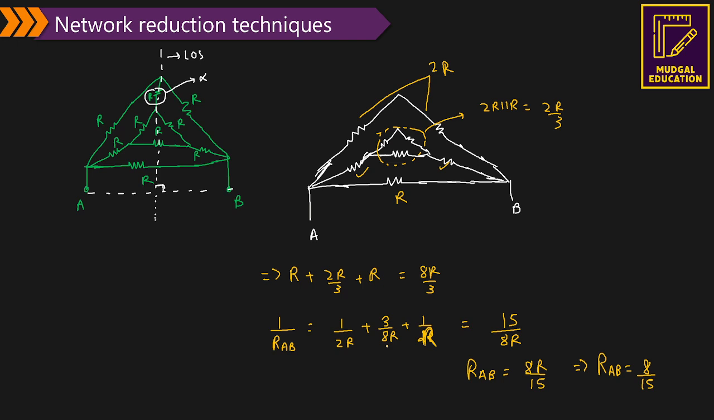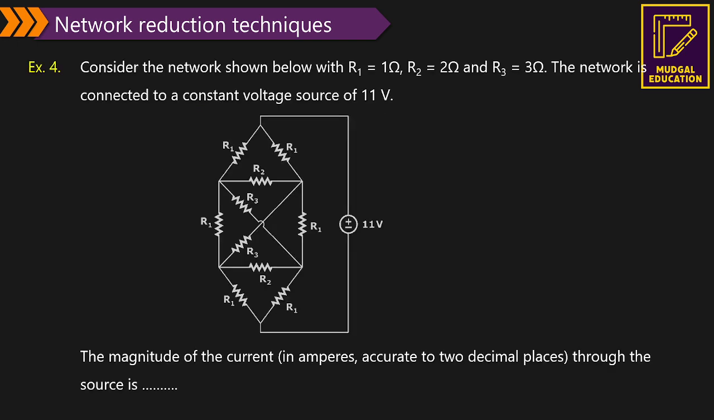Okay. Now next one. This is also a previous year question asked in both electrical and EC examination. So that's why it's one of the important question you have. So the question is, consider the circuit shown below with R1 equal to 1 ohm, R2 equal to 2 ohm and R3 equal to 3 ohm. That network is connected to a constant voltage source as given. Find the magnitude of a current through the sources.